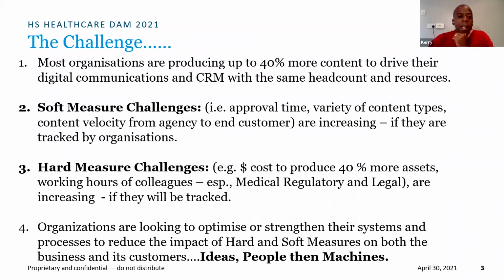So what's the big challenge? Well, most organizations are producing up to 40% more content, more digital content. And of course, with the increased content needs, there are some challenges. Soft measure challenges: approval time, variety of different content types, moving the content from agency to end customer. All of these measures are increasing. And of course, a lot of these hard measures are also increasing with the amount of content that's got to be delivered. More content, higher costs, more working hours.